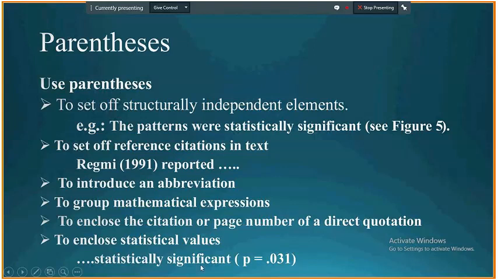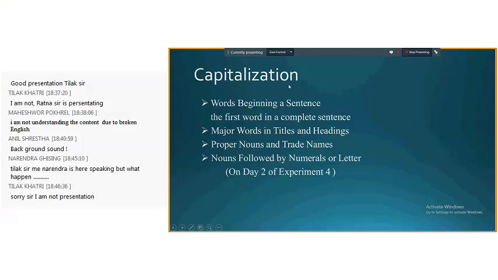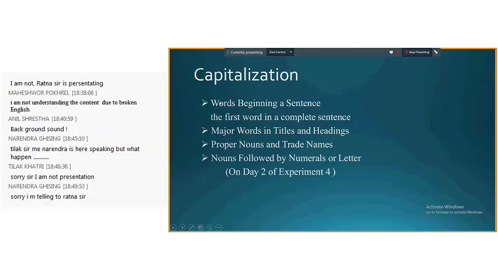Elements, we use the statistically significant, means that type of the. And last one, capitalization, where we must include the capitalization. First word, beginning of the sentence, major word in the title or heading, proper noun and the trade name, nouns followed by the number or data. It is very easy to understand, capitalization.